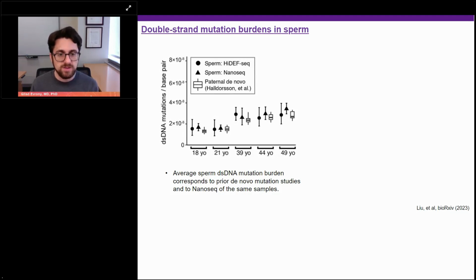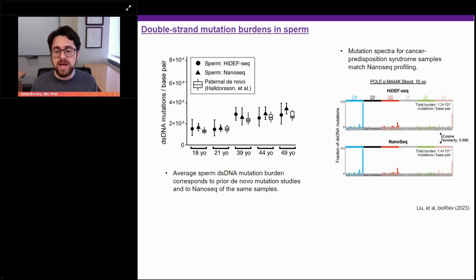And you can see that our method, the circles, have indistinguishable mutation burden relative to nanoseq and relative to these de novo mutation studies, and that we're successfully detecting a somatic, in this case, a mosaic mutation burden of less than 2 mutations per 100 million bases. So indeed, we were able, with single molecule sequencing for the first time, to reach ultra high fidelity using this PacBio sequencing technology.